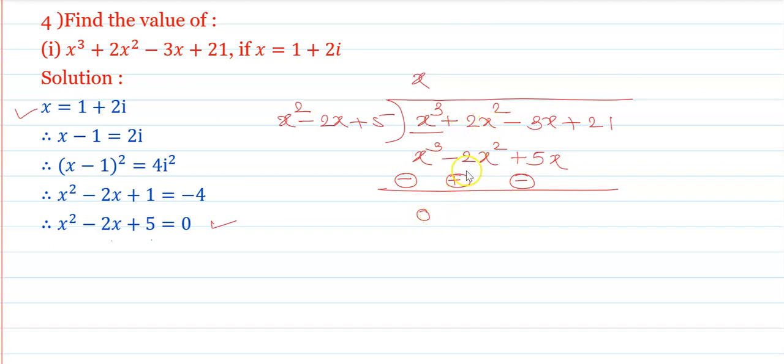Plus 2x square plus 2x square, you will get here plus 4x square. Next is minus 3x minus 5x. You will get here minus 8x and plus 21.